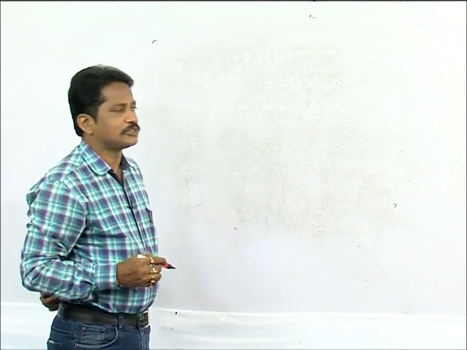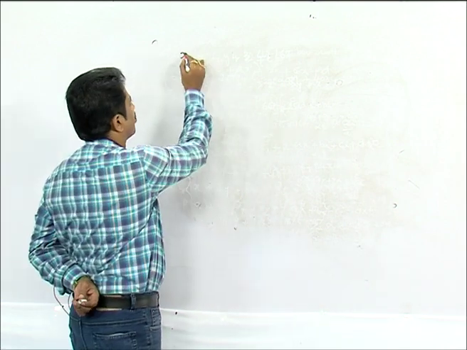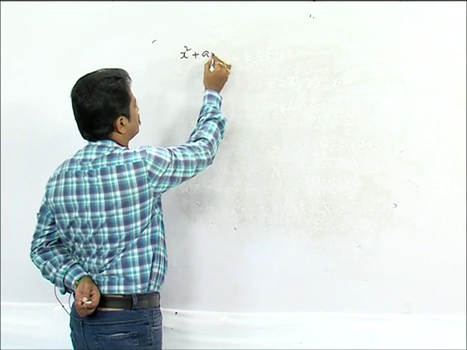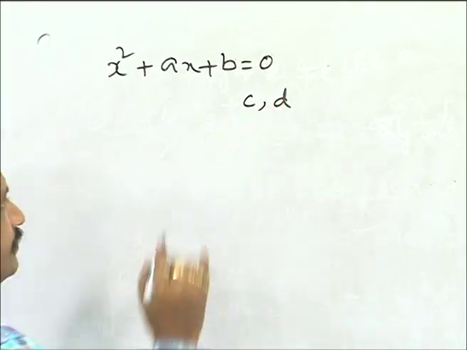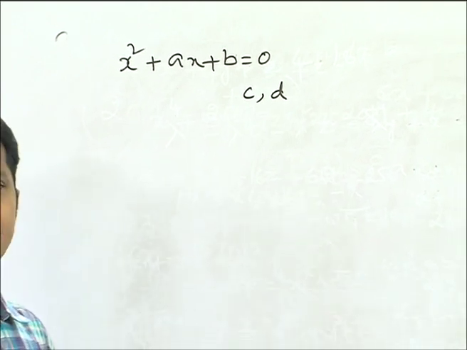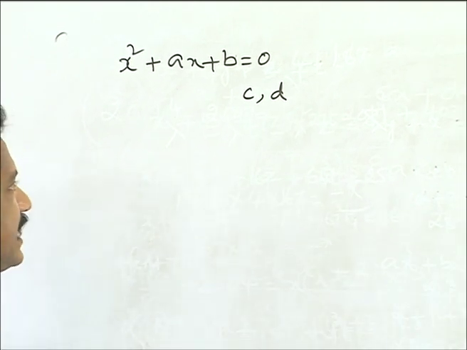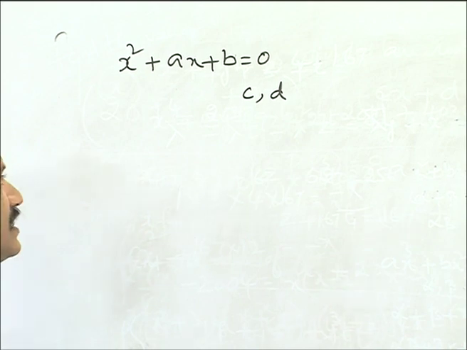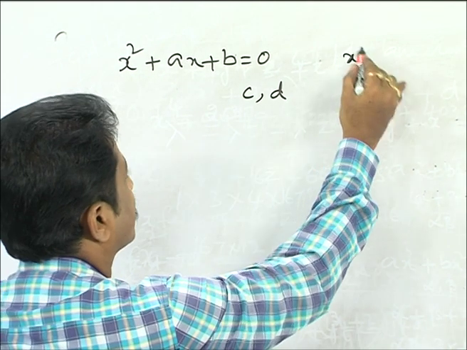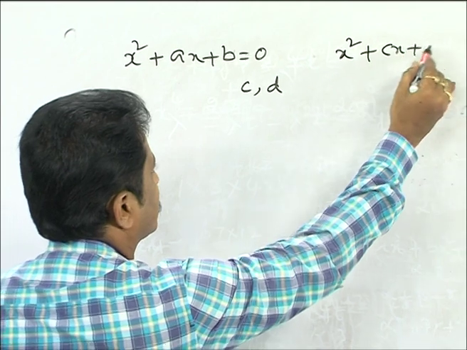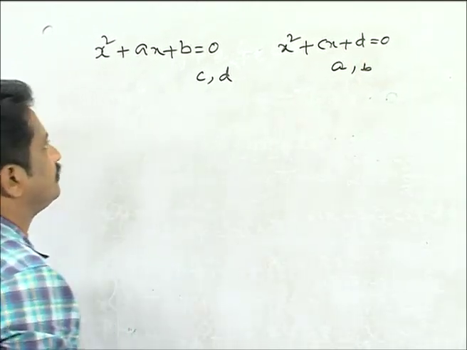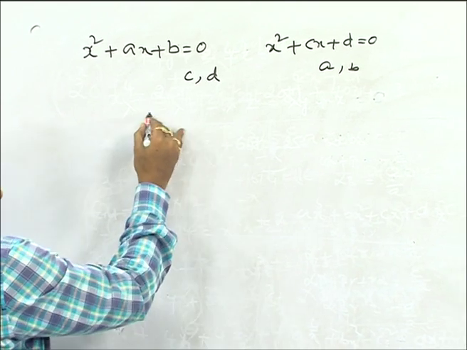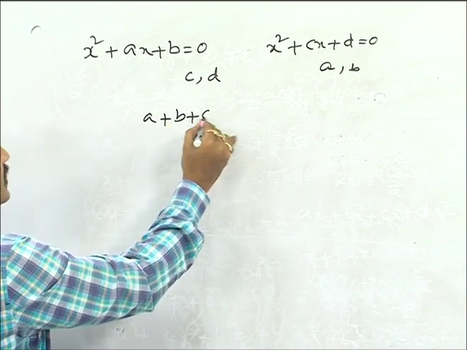All of you write the question. The roots of a quadratic equation x square plus ax plus b equal to 0 are c and d. The roots of another quadratic equation x square plus cx plus d equal to 0 are a and b. Then find the numerical value of a plus b plus c plus d.